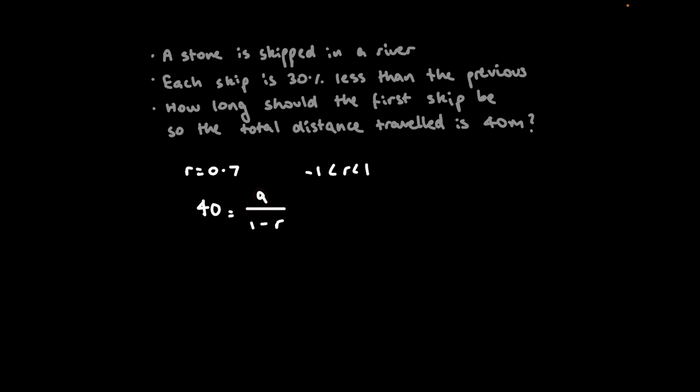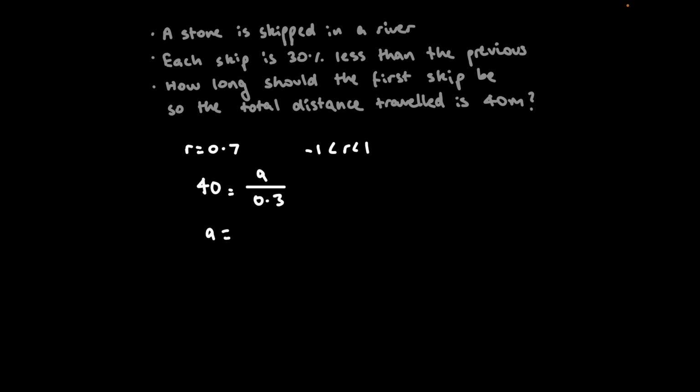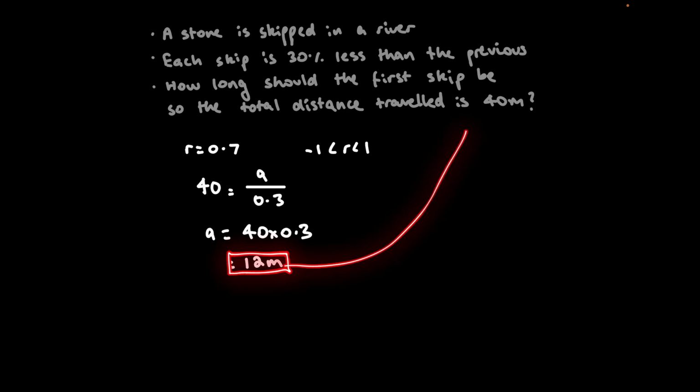And we don't know what the initial distance of the skip is, so I'm going to leave this as a. But we know that 1 minus r is really the same as 1 minus 0.7, and the reason for that is the ratio was 0.7. So we can say on the bottom 1 minus 0.7 or just 0.3. So now to work out the distance traveled by the initial skip, the value of a, we can just times both sides by 0.3. So when we do that, we get 40 times 0.3, and that's the same as 12 meters. So this is the distance of the initial skip. This is how long this initial skip should be.